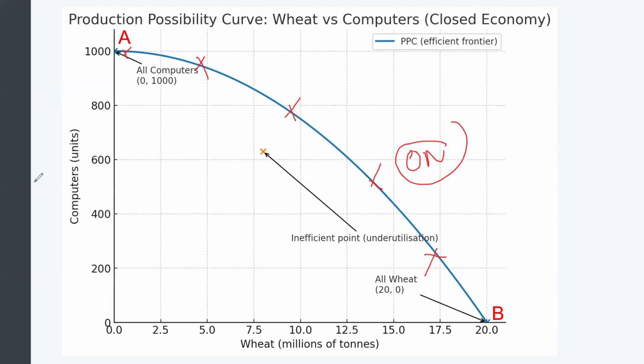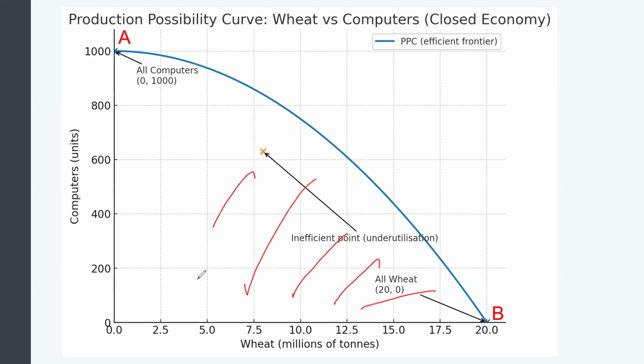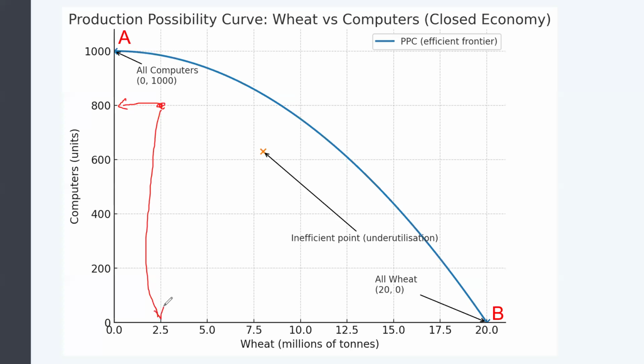Question number two, your lecturer can say, what is an inefficient economy? An inefficient economy is an economy that produces inside the PPC. For example, this point here. This is inefficiency. If this economy produces 800 computers, right? You can see the 800 computers and 2.5 million wheat. We say that they are inefficient. That's what we say. They are not using all the land. They are not using all the labor.